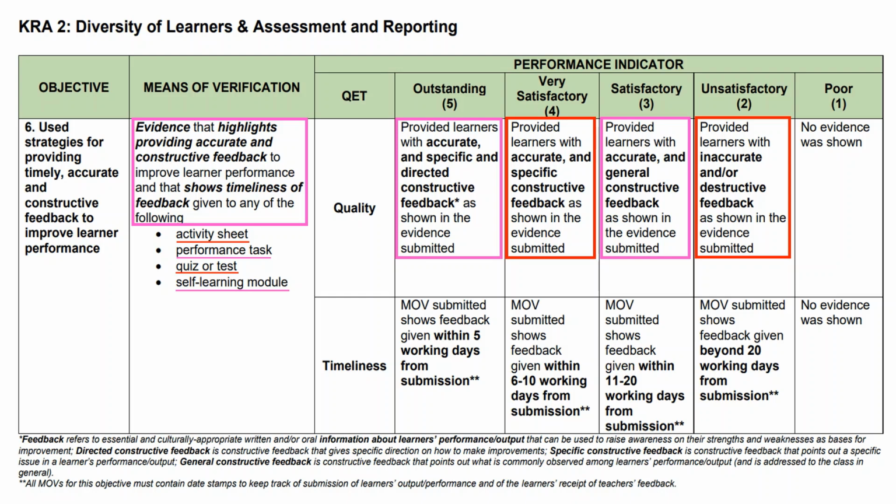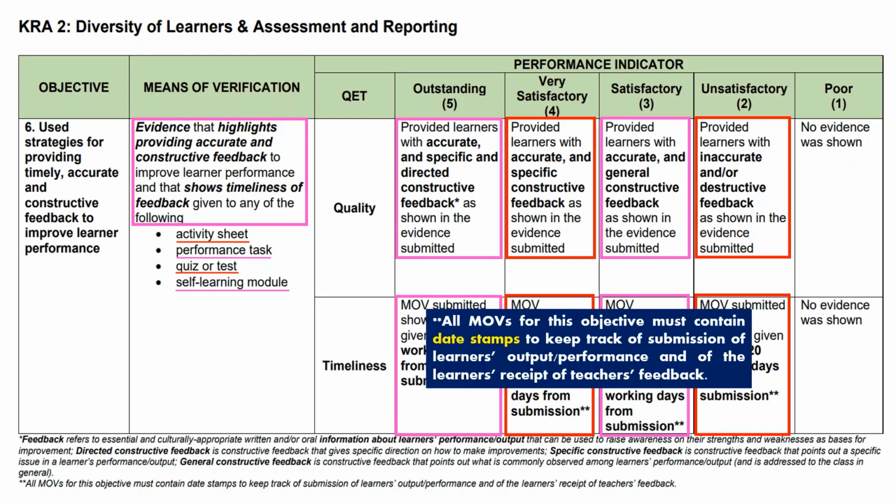For timeliness, you'll get 5 if MOV submitted shows feedback given within 5 working days from submission. 4 if MOV submitted shows feedback given within 6 to 10 working days from submission. 3 if MOV submitted shows feedback given within 11 to 20 working days from submission. And 2 if MOV submitted shows feedback given beyond 20 working days from submission.